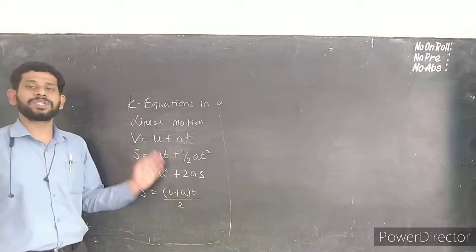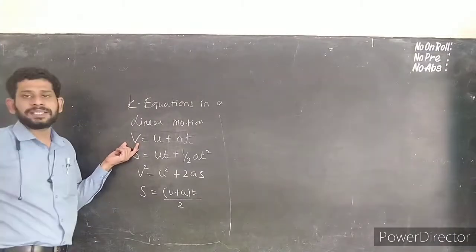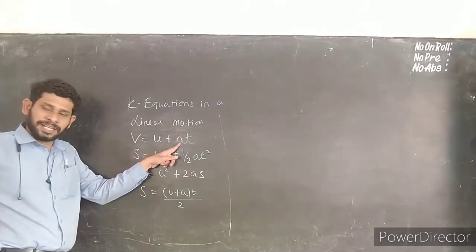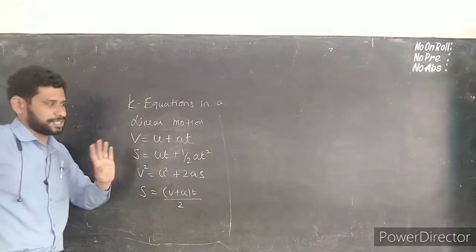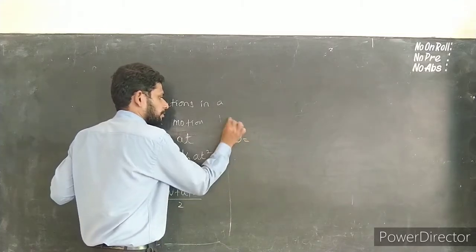What will happen in circular motion? Simple. The final velocity is taken as omega, and the initial velocity as omega naught. For linear acceleration, there is the angular acceleration. For example, the final velocity becomes omega for circular motion.